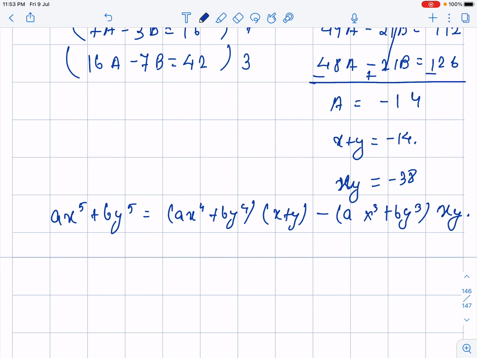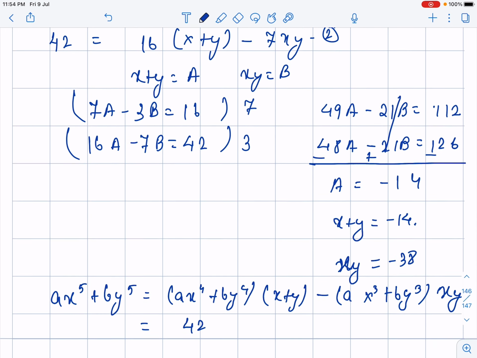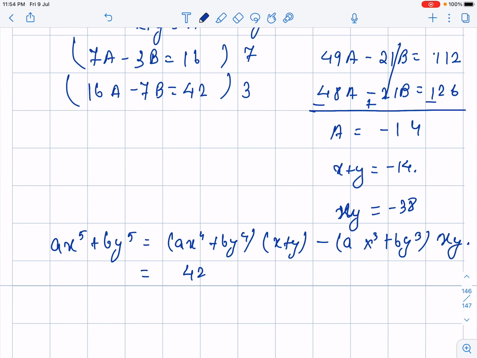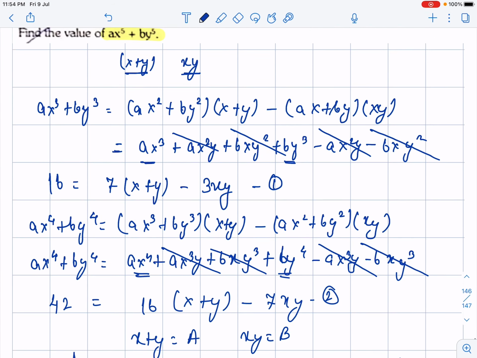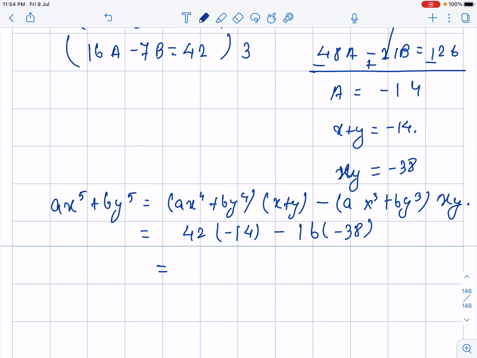So guys, we do know the value of ax power 4 plus by power 4, that is 42. In the question it is given to you, ax power 4 plus by power 4 is 42. Now we do know the value of x plus y, that is minus 14. Now we do know the value of ax cube plus by cube, that is 16, and we do know the value of xy, that is minus 38. Ax cube plus by cube is 16, given to you. Now proceeding further, we'll write the value, that will be the final result. So 20 will be the final answer for this question. You may multiply and subtract and add, you will get the final answer as 20.